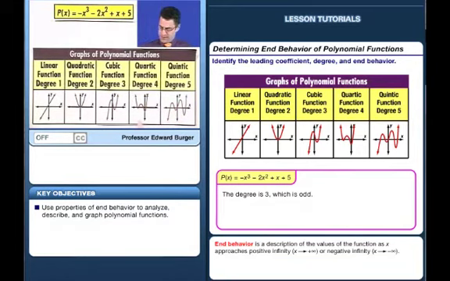So for example, if someone showed me this graph, I would never guess that it was a degree 3, a degree 2, or a degree 1 polynomial because it has too many bends. So just by looking at this, I can actually say that it might look something like this.